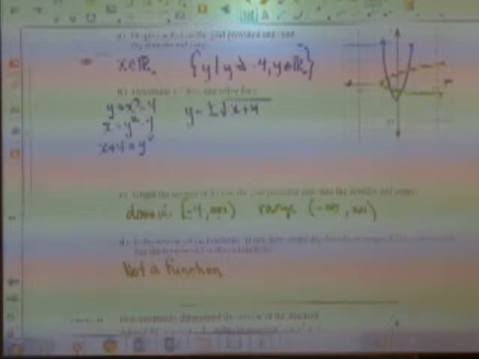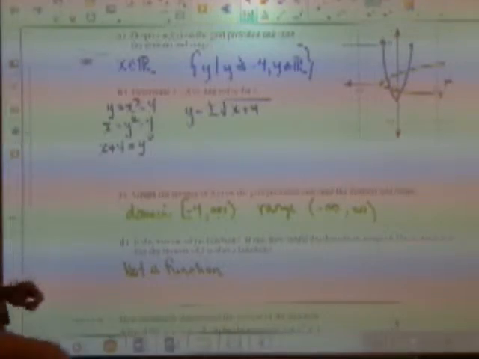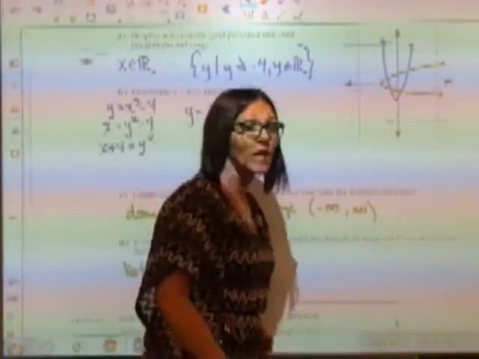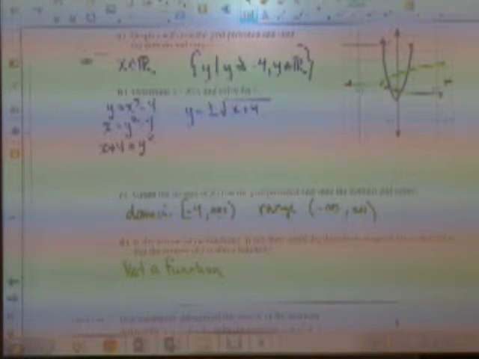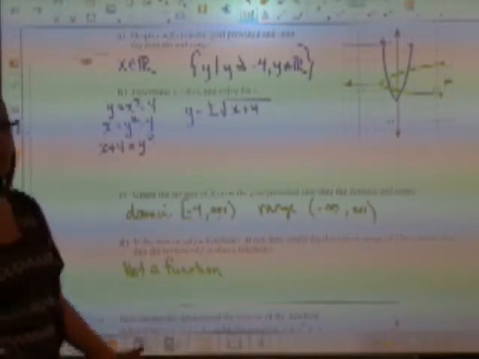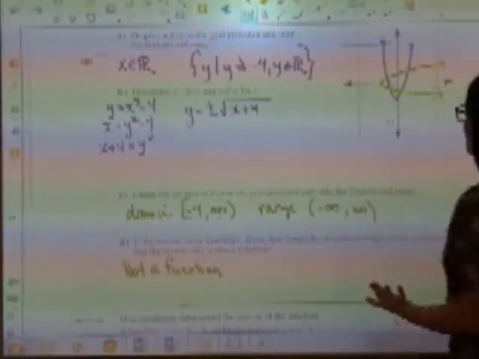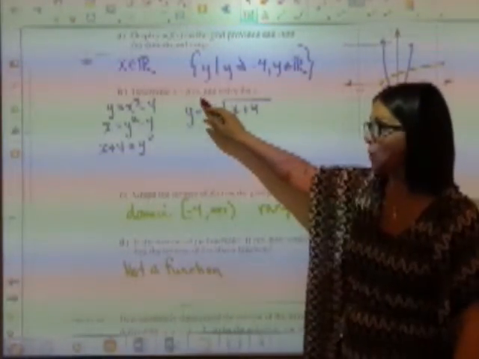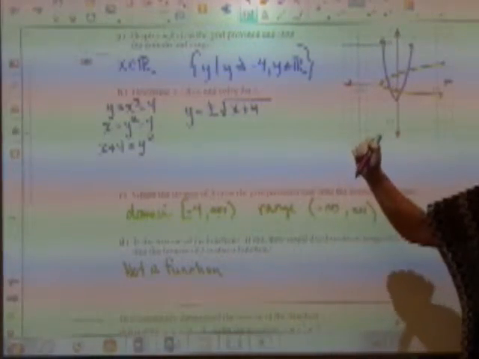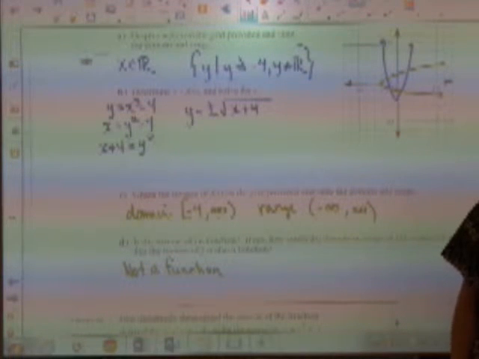But could I make it a function? So could the domain and the range of the original function f be restricted so that the inverse was also a function? So the problem that happens is when I take the inverse, I get two possible outputs because of this plus or minus. But if I could restrict it so that I only got one output, it would work.